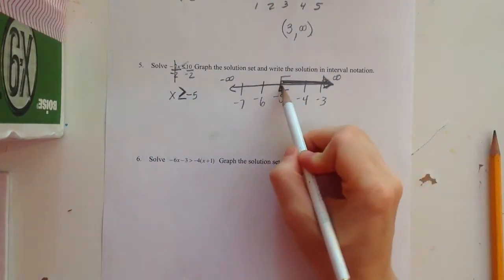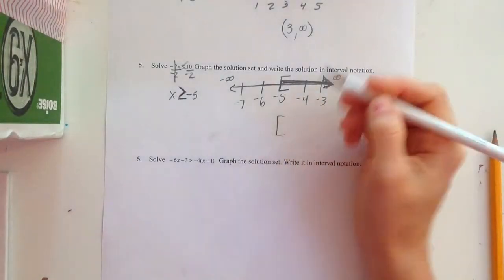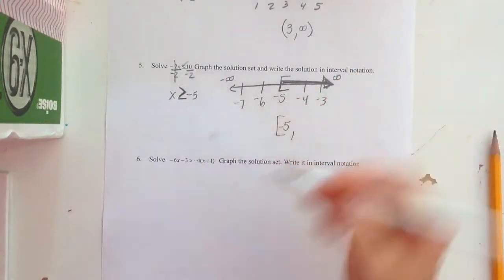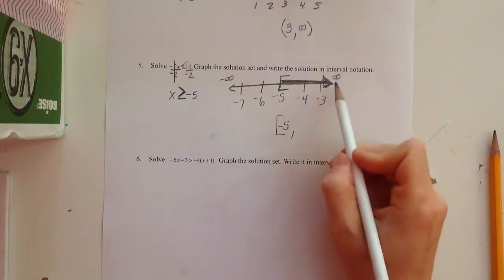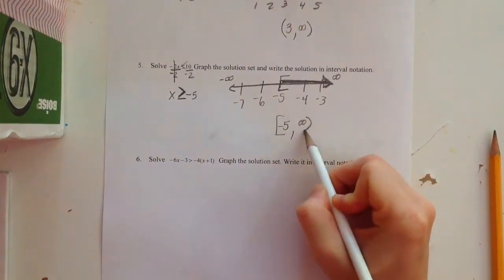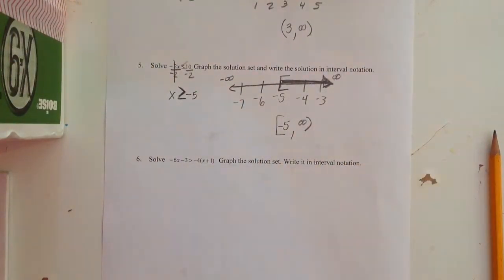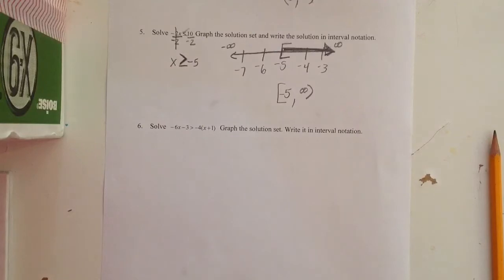The first thing on my interval notation is a bracket. Then I write -5, and it goes all the way to positive infinity. And remember, positive infinity or negative infinity both always have parentheses. Now I'm going to stop it there, and we're going to pick up with the rest of it in the next video.